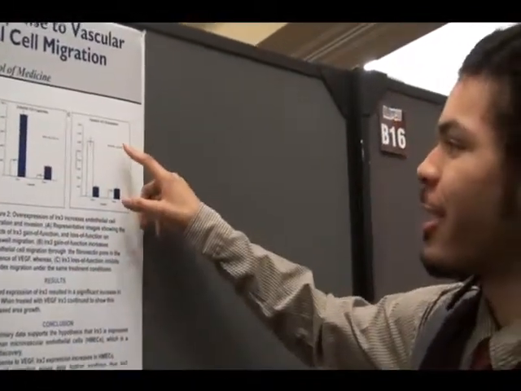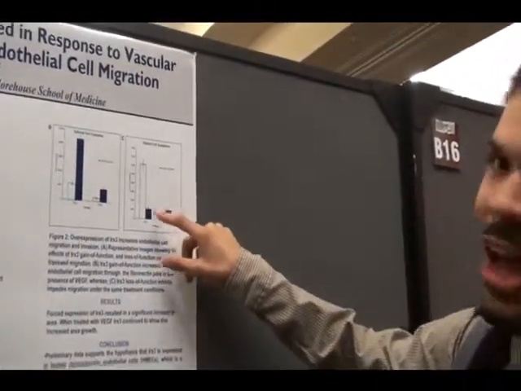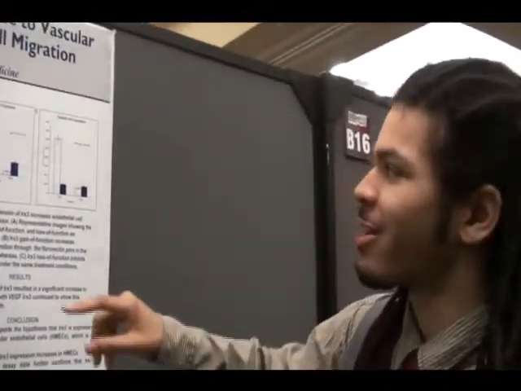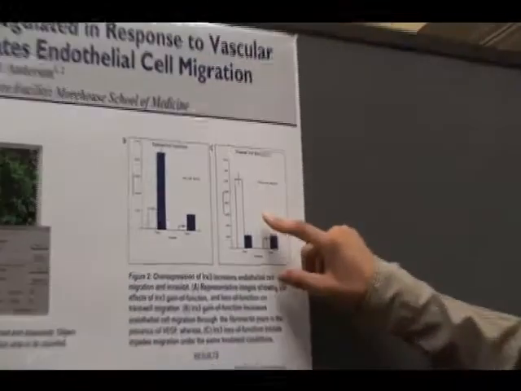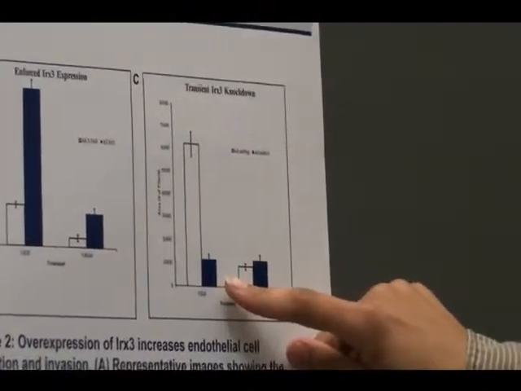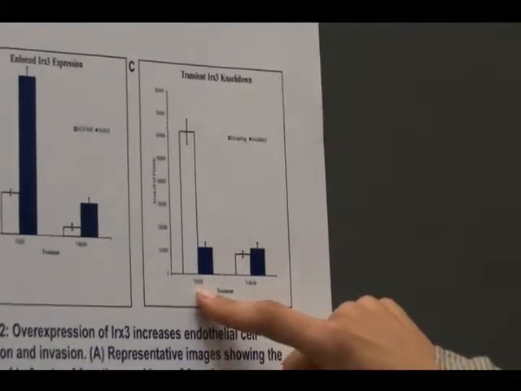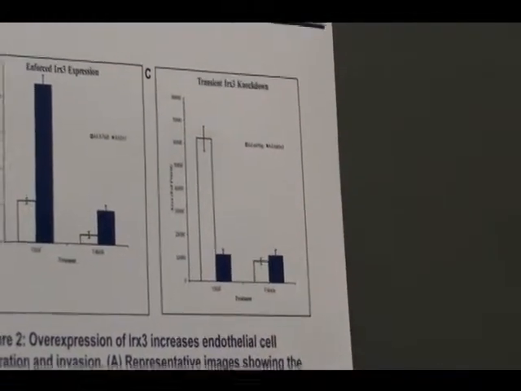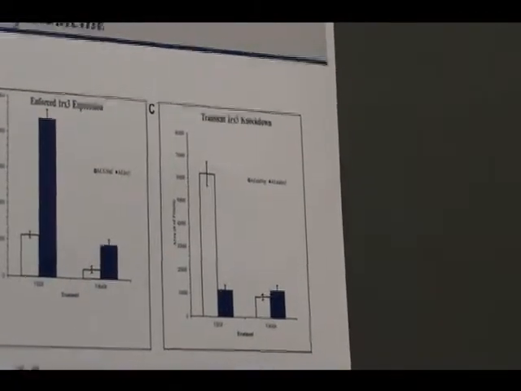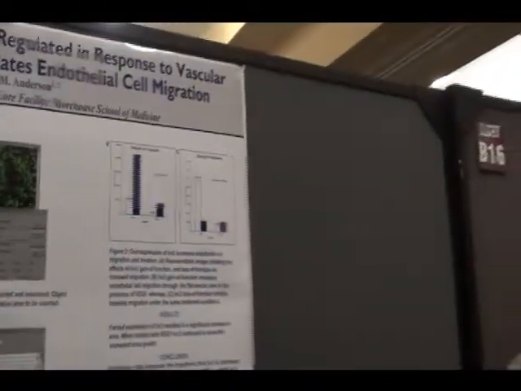And if we look over here, now the blue line is the mirror where we knock down IRX3. And if you look at this column, from when there is no knockdown, the white bar, to where there is knockdown, even under VEGF, there's a significant decrease in migration versus the mirror negative. So what we can surmise from all of this is that IRX3 does play a role in endothelial cell migration.